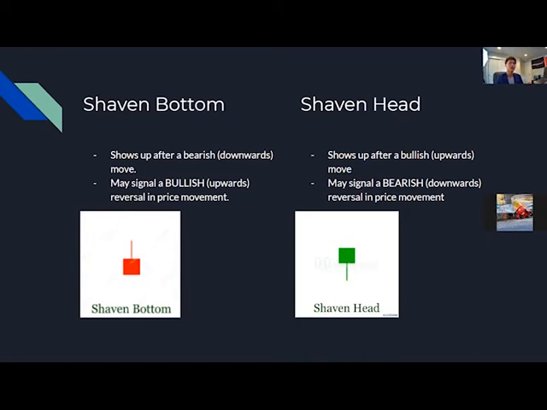Completely opposite to that is the shaven head. The shaven head shows up after a bullish or upwards move, and it may signal a bearish or downwards reversal in price movement. As you can see, there's no line suggesting a high, or the high is actually the same as the closing price in that time interval. So that might suggest that the price has run out of steam, and at that point, it might actually go into a downwards trend.